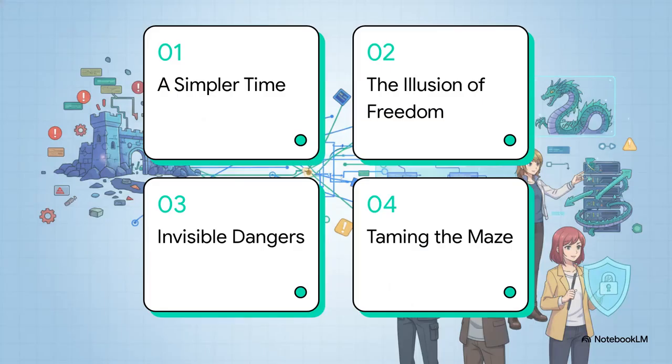So here's how we're going to navigate this maze together. We're going to start by looking back at a simpler time, before this maze even existed. Then we'll dive into how this illusion of freedom actually led us right into all this complexity. After that, we'll face the invisible dangers head-on before, finally, figuring out how to tame this beast and get out.